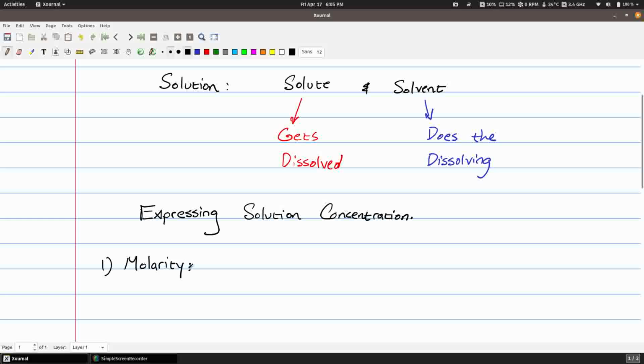So molarity is expressed with a capital M, and molarity equals moles of the solute divided by the liters of the solution. So it's also used as a conversion factor. You will be using this a lot.